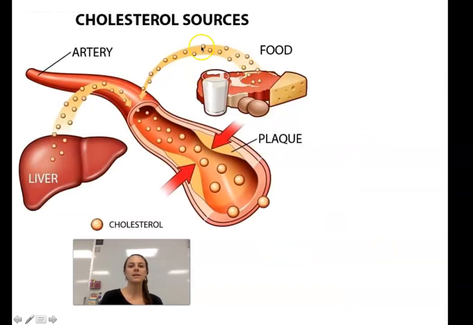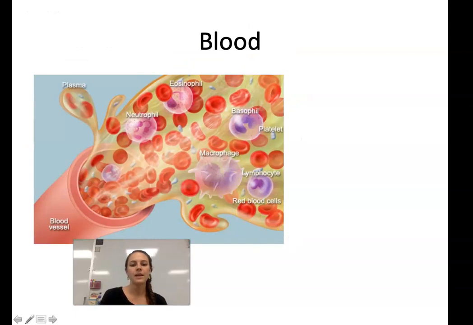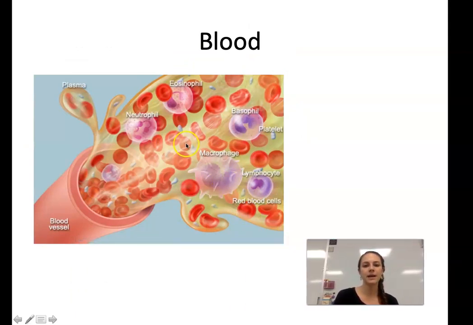This is showing you how cholesterol from food and cholesterol produced from the liver can start to clog up those arteries and cause this arteriosclerosis, which eventually causes high blood pressure. All right, next thing we're going to talk about is blood.